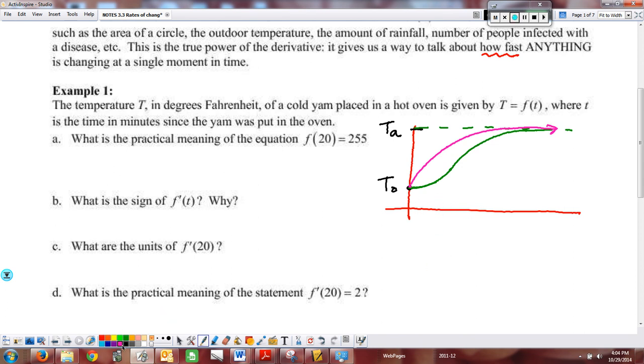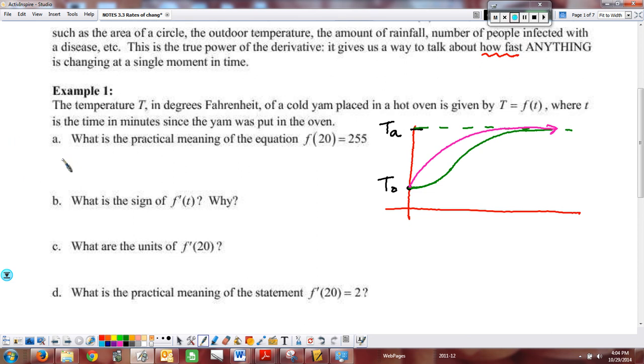All right, so the first question comes along and it says, what is the practical meaning of the equation f of 20 equals 255? All right, so f is our temperature function. Okay, 20 is our time. So the idea here is, are we talking about an interval, an average? Are we talking about at an instant? What are we basically talking about here?